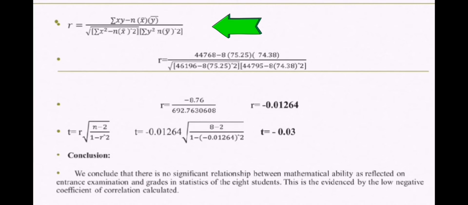To compute the r equals summation of xy minus n times x times y divided by square root of summation of x squared minus n times x squared times summation of y squared minus n times y squared. This is the formula to compute the t. t equals r times square root of n minus 2 divided by 1 minus r squared.